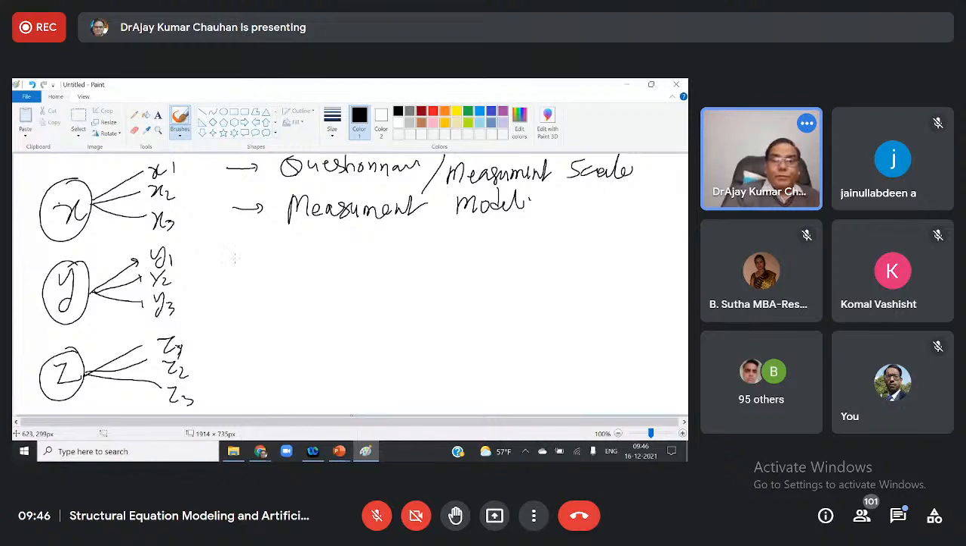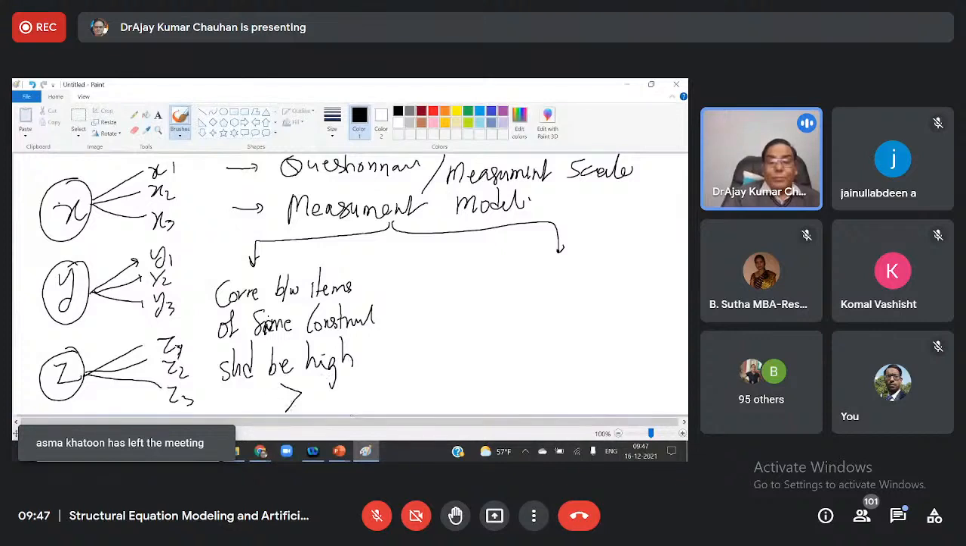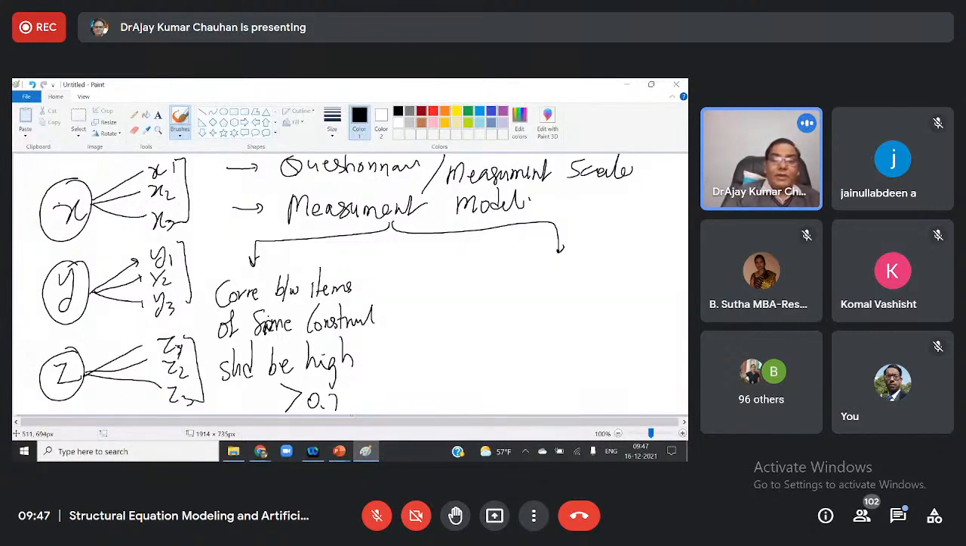Now what do we want here? We expect two things. Number one, the correlation between items of a similar or the same construct should be high, more than 0.7. So the correlation between items of x, items of y, and items of z, individually, should be greater than 0.7.